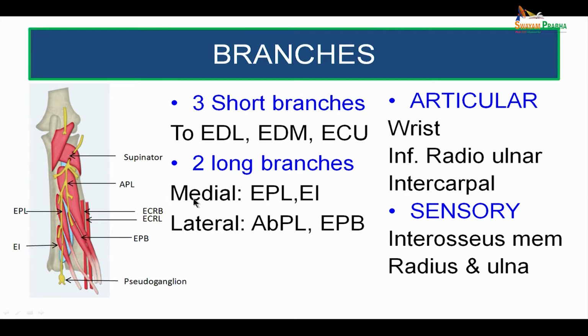The medial of that supplies the extensor pollicis longus and extensor indicis, whereas the lateral set supplies abductor pollicis longus and extensor pollicis brevis. These branches also supply the articular branches to the wrist, inferior radio-ulnar joint and to the intercarpal joints. There is a sensory supply to the interosseous membrane, radius and ulna. We can note that the end of the posterior branch ends in a pseudoganglion which supplies the intercarpal joints and the ligaments.